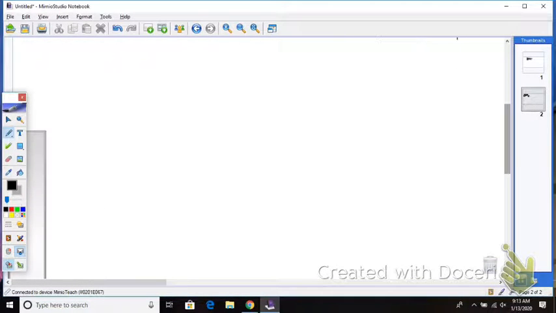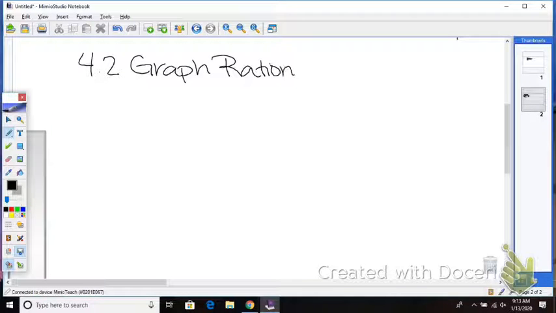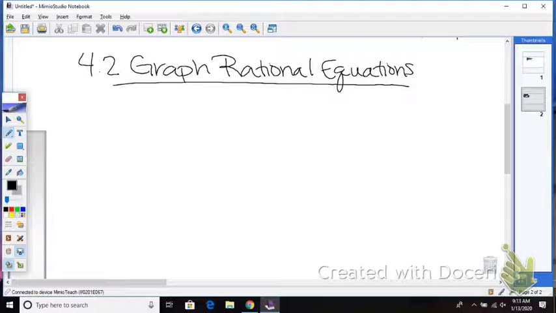So go ahead and grab some notes today. So this is 4.2, graphing rational equations. I'm not going to give you all the notes that the book does, only the very important ones.